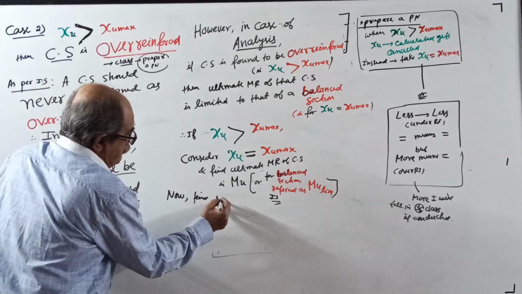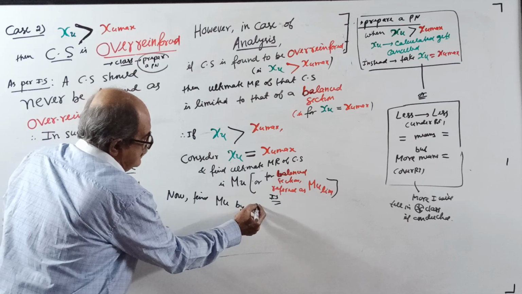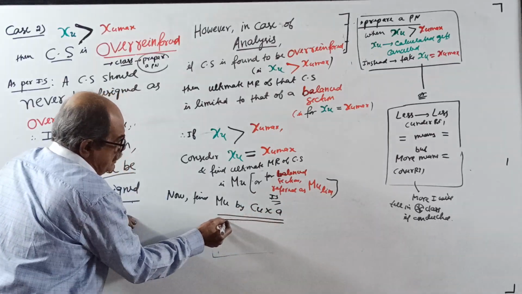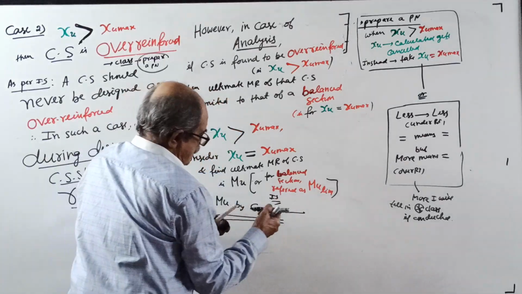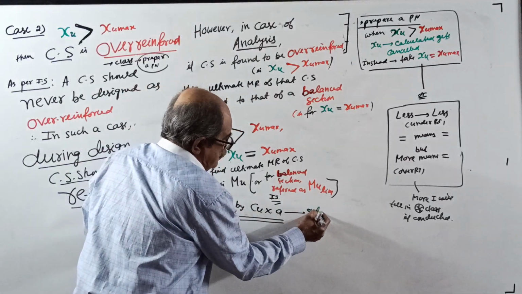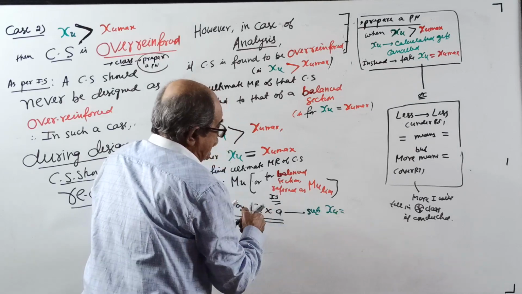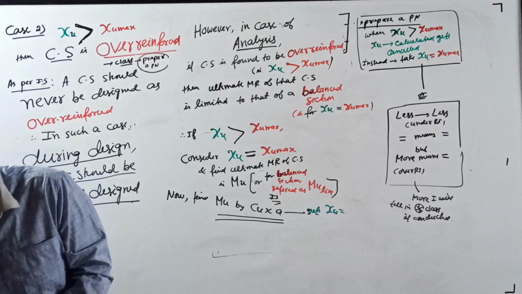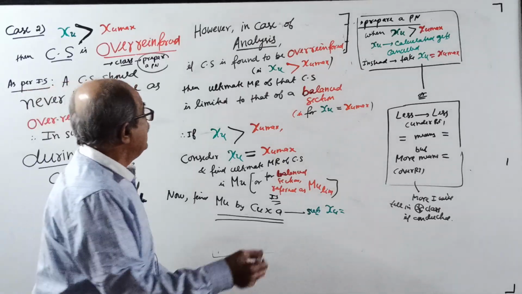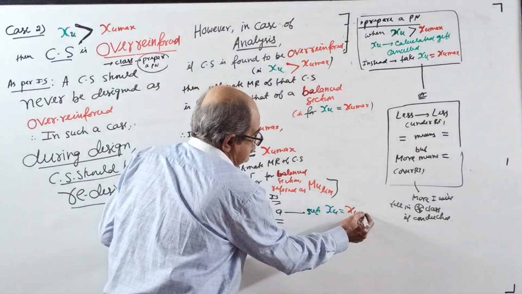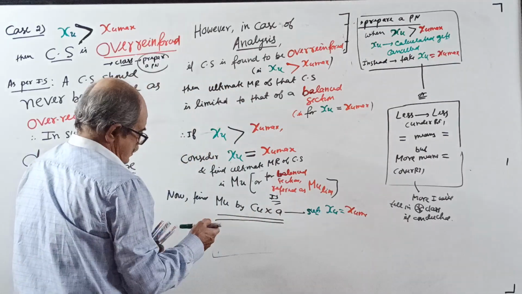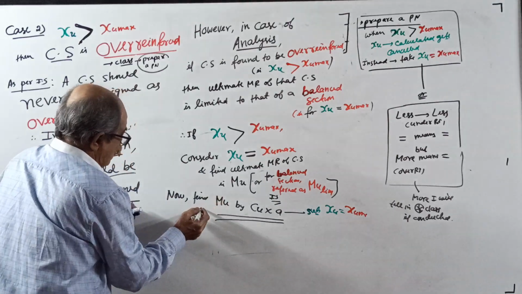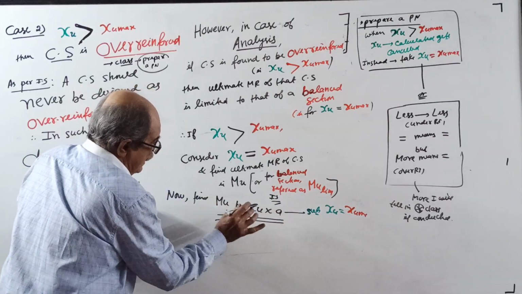Find MU by CU into A. Very, very important. CU into A. And what you do? Substitute XU equal to XU max. I told you already, substituting XU equal to XU max. Remember, CU into A. Okay, now find MU by CU into A.